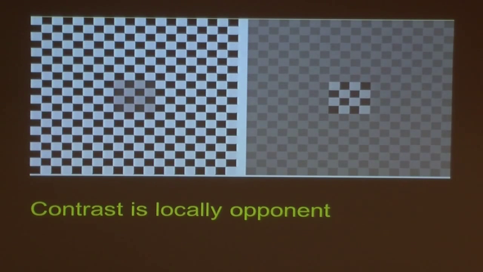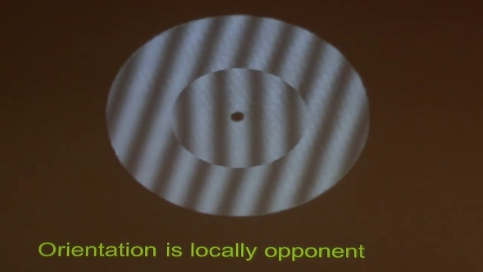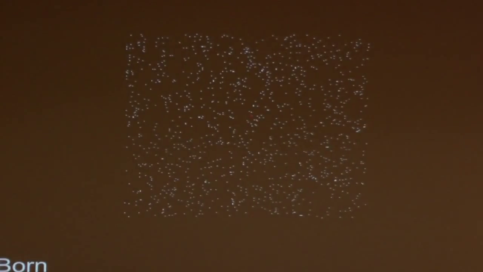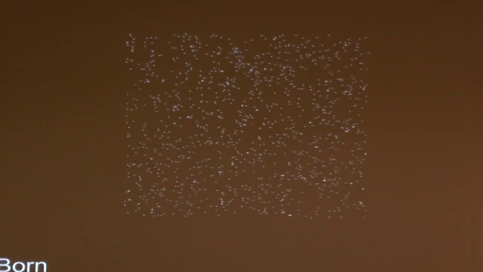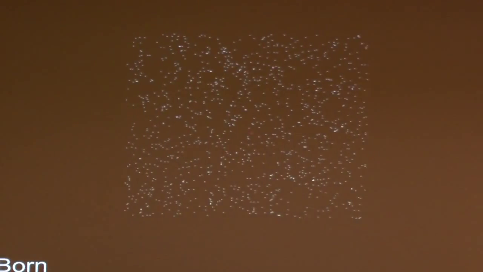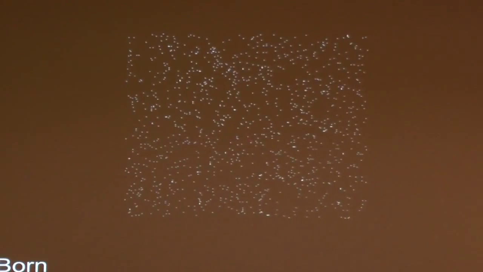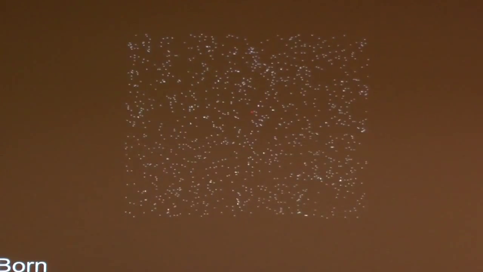Contrast is locally opponent. These sets of checks in the center are identical, but these look higher contrast than these because these are surrounded by high contrast. These are surrounded by low contrast. Orientation is locally opponent in cortex, so the center lines are vertical, but they look off vertical because of opponency in orientation. Motion is locally opponent. That red dot is moving vertically. I hope it doesn't look like it's moving vertically, but I guarantee you it is because of the surround motion.